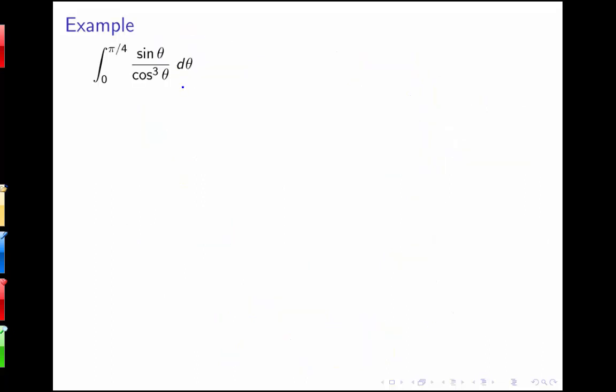So here I've got one that involves our sine and cosine functions. So I've got an integral from 0 to pi/4 of sine of theta over cosine cubed theta d theta. So I've got this cosine cubed thing in the denominator, so I want to let u be the inside of that cubed function. So we'll let u be cosine theta. So du will be negative sine theta d theta. So I'm going to have negative du is sine theta d theta.